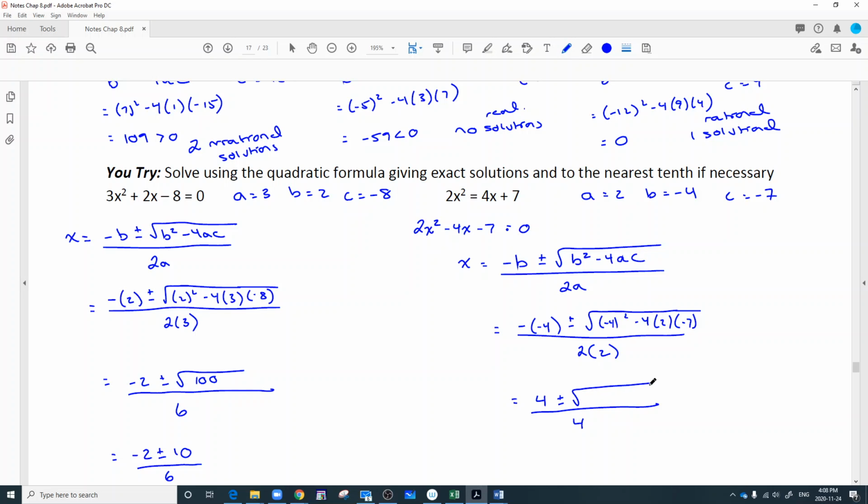Okay, so looking at my calculator, negative 4 squared. Make sure your calculator puts brackets around it. Make sure it comes out as positive 16. Now I'm going to look ahead and see two negatives, so I'm going to put plus 4 times 2 times 7. If you're not afraid of using the negative button on your calculator, put negative 4 times 2 times negative 7. Totally up to you. But we get 72, all over 2 times 2, which is 4.